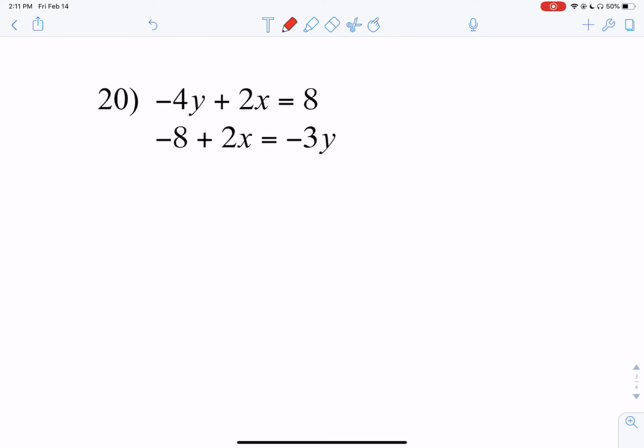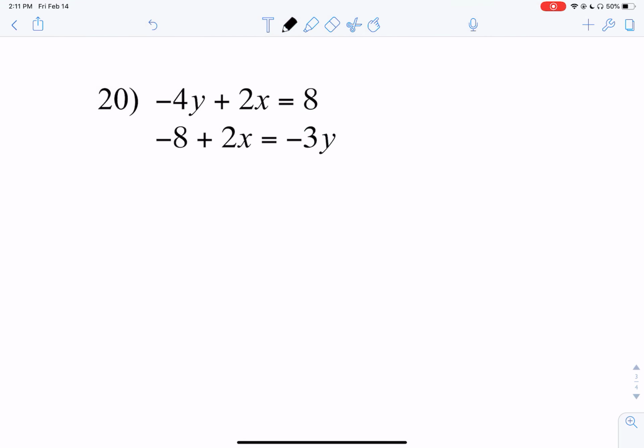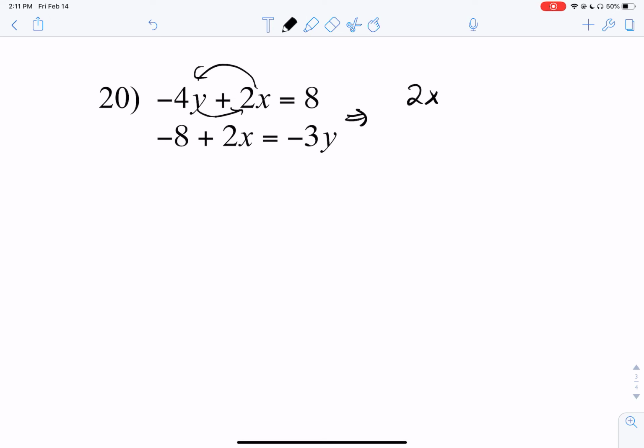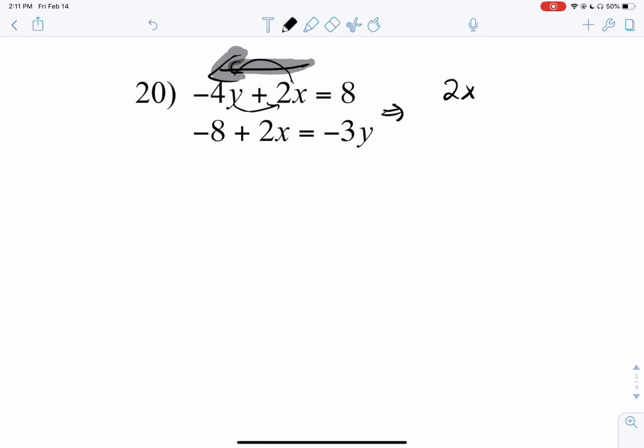And for number 20, all we have to do before we can solve this is rearrange it. Here, I would have to put the x first, so I'm just going to flip the order of this. I'm not going to change the sign, I'm just going to read this from right to left. So 2x plus -4y is equal to 8.